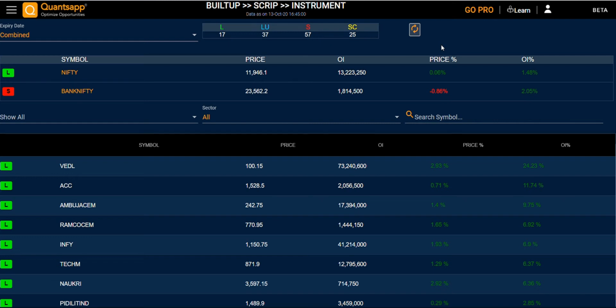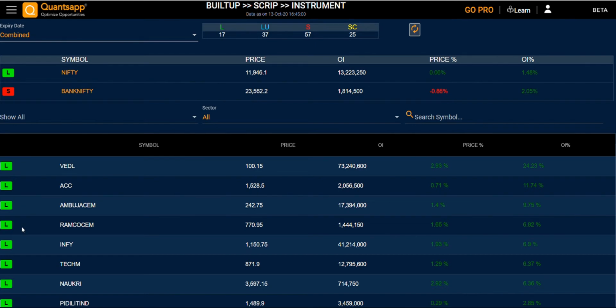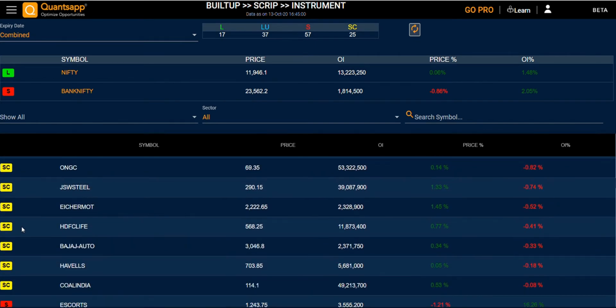Hello everyone. In the Builtup script instrument, you have all the F&O stocks in the symbol along with the price and the OI. Then the price change in percentage terms and the OI change in percentage terms. You can see Builtup on the left side of the symbol for each and every F&O stock.